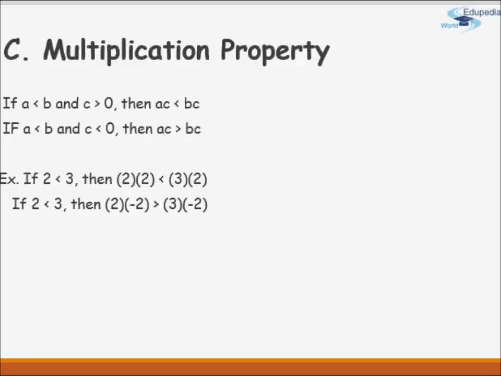So in the multiplication property, what matters is the value of the change that we're making. We're changing both sides, with the change being multiplication by an integer c, and the value of c, that is basically whether it is positive c or negative c, is what matters. And once you figure that out, you will know whether the property is holding or not.